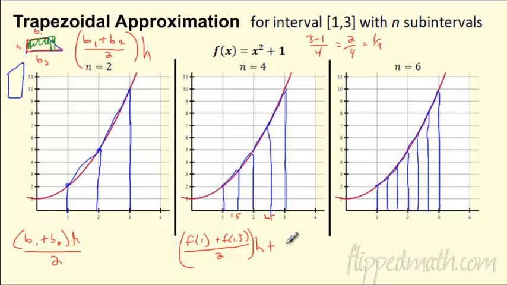Then what am I going to do? I'm going to do the next one, the f of what? 1.5 right here. Then I'm going to add it to this. So I'm on the next rectangle plus the f of 2. Going to divide that by 2, times it by the height. So this one gives me that trapezoid. This one gives me that trapezoid. Let's keep this train rolling here. I've got the f of 2 plus the f of 2.5.